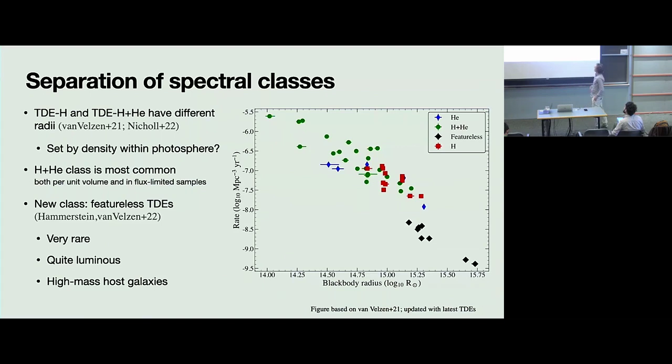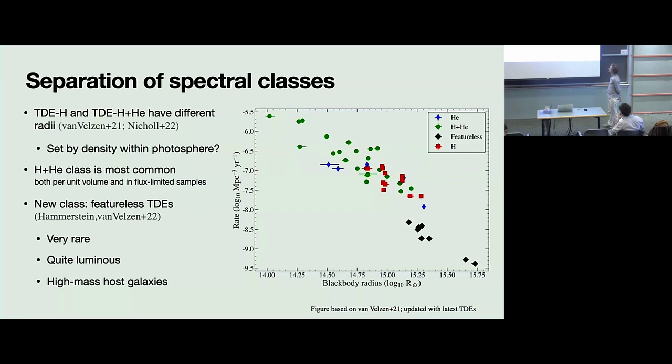And here I'm showing the black body radius versus the rate of tidal disruption events, again colored with our standard scheme for coloring these events. You have the hydrogen plus helium events. These are definitely the most common, both per unit volume and in flux-limited surveys. And they have smaller black body radii compared to the rest of the sample, and this is really statistically significant. So this is updated with the latest results here. And we also have featureless TDEs at the highest luminosities. They're really super rare and quite luminous and occur in high mass host galaxies.